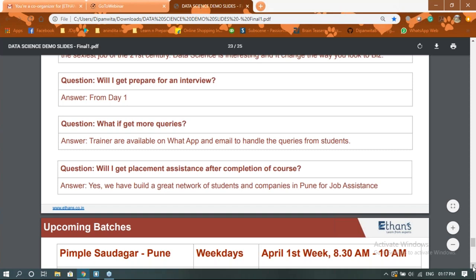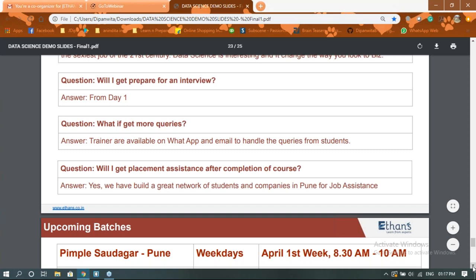What if you have more queries? All the trainers are always available. You can communicate on mail. You can communicate over a WhatsApp group that will be created for all the official communication. We also use Google Classroom, where you can post your queries or anything as well. You're always reachable.